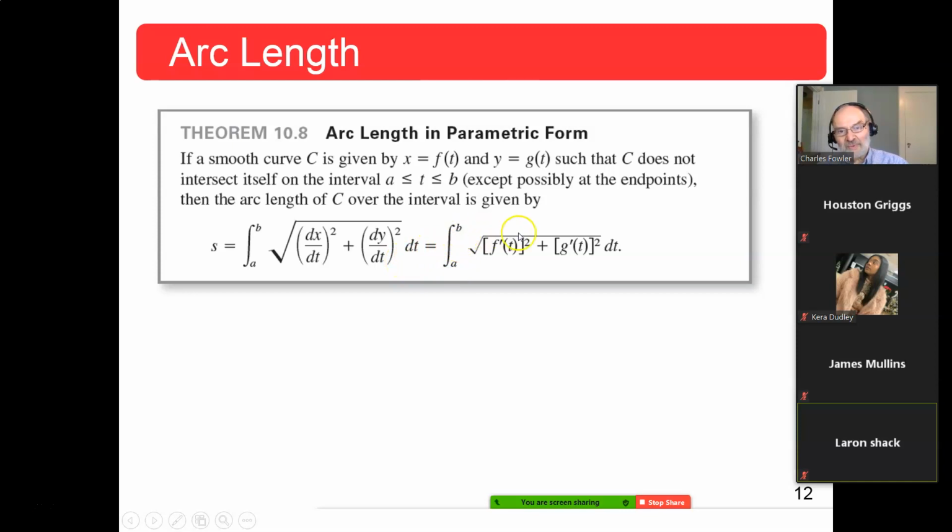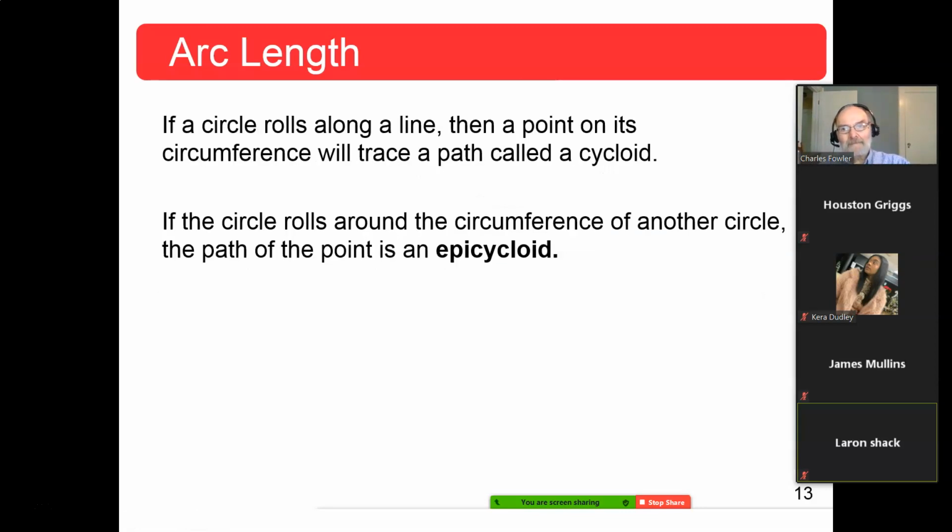Which, another way to express it, is the integral from a to b for t's of the square root of f prime of t, which is your x coordinate, squared, plus g prime of t, which is your y coordinate, squared. Each of those is squared. All right, so in my mind, a little bit easier arc length formula to remember, okay?